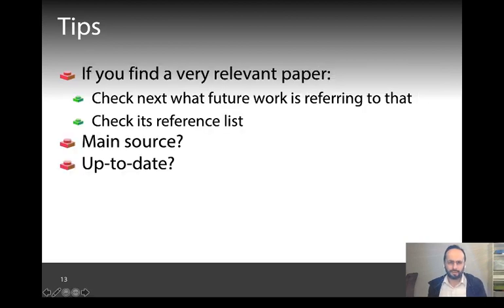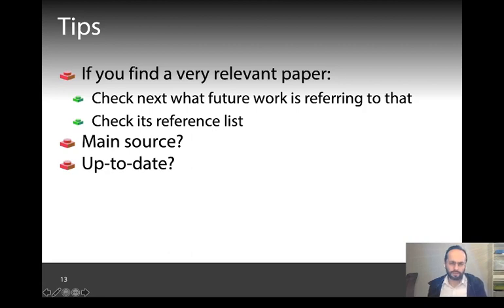And if you find now a very relevant paper, you want to check next what's the future work that it's referring to. Typically a paper will also list future work. These are things that the researchers thought of, but they haven't had the time to investigate yet. So this might be a good source of inspiration for you to conduct a study or some work. And you would also want to check its reference list. Every academic paper has a list of references, so this is highly relevant work that those authors have included in their paper.